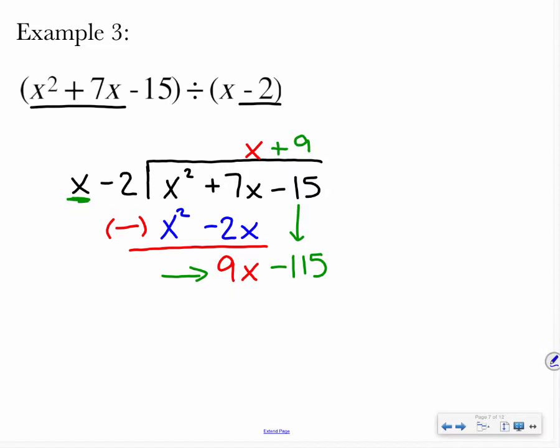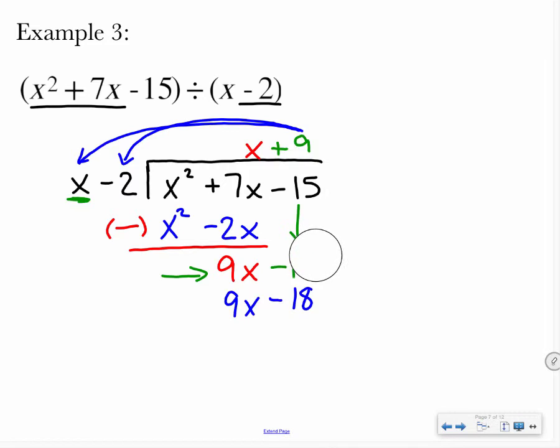And now, again, we're going to multiply 9 times x and 9 times a negative 2. So 9 times x, that gives us a 9x. And then 9 times a negative 2, that gives us negative 18. Apparently, I got a little excited when writing minus 15, and put 115, but there we go. Fix that.